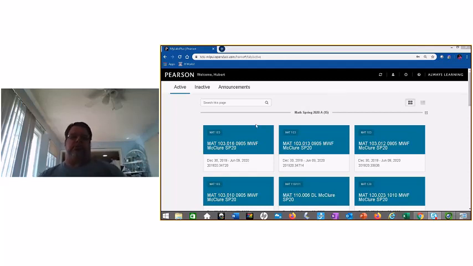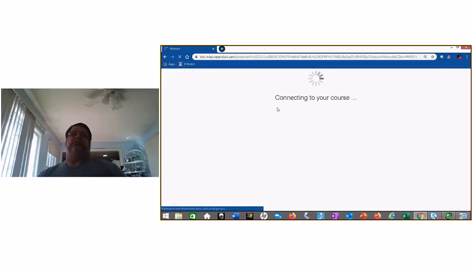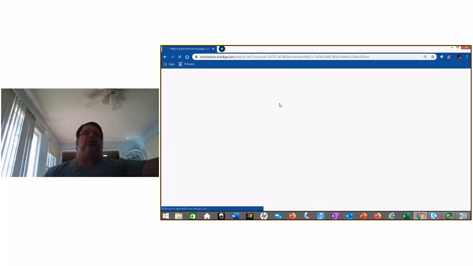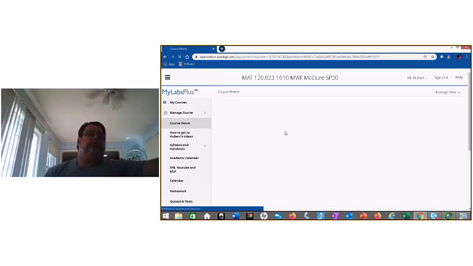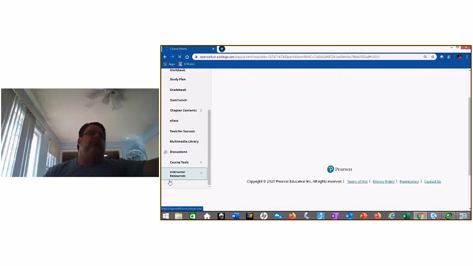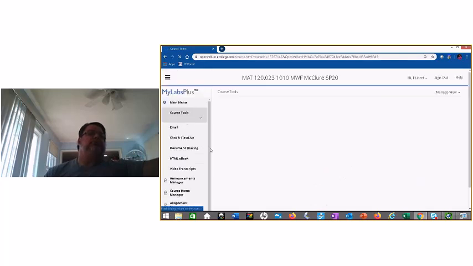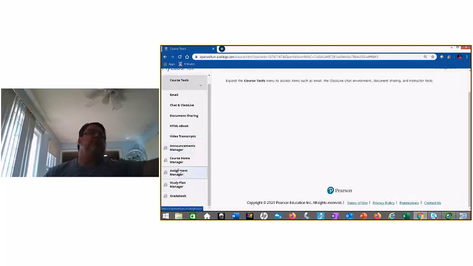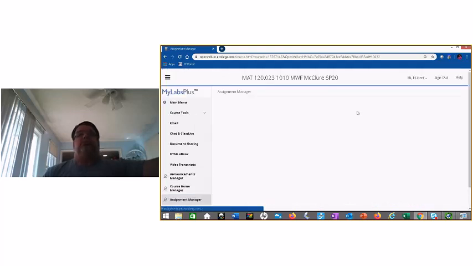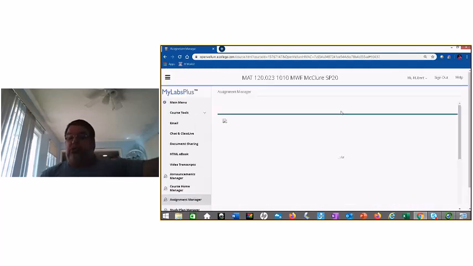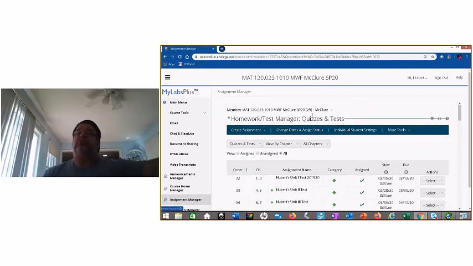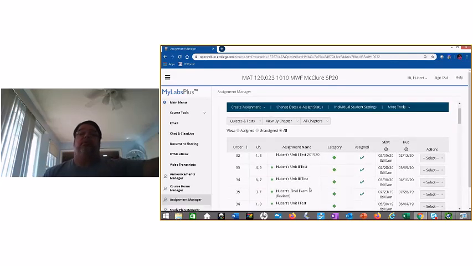Y'all should be able to see my screen up here. Let me know if you can't see it. I hope there's not a lag. I'm going to click on Course Tools and Assignment Manager. I think y'all's test is due today, or tomorrow? When is it due? The 10th. All right.